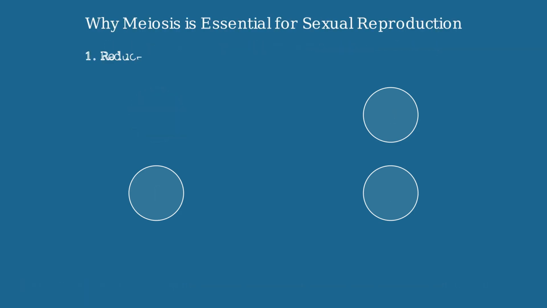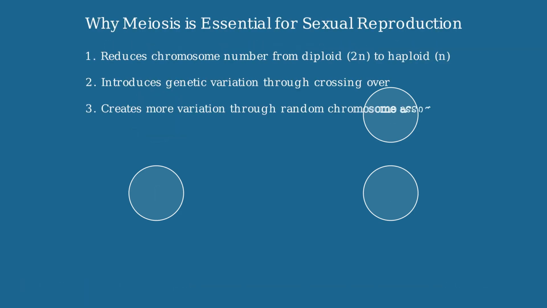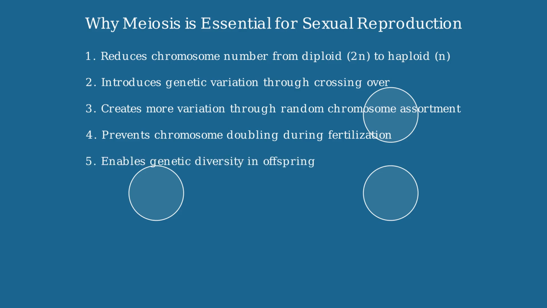Let's summarize why meiosis is essential for sexual reproduction. First, it reduces chromosome number by half, from diploid to haploid. Second, it introduces genetic variation through crossing over. Third, random chromosome assortment creates even more variation. Fourth, the reduction in chromosome number prevents chromosome doubling during fertilization. Finally, all these mechanisms enable genetic diversity in offspring.